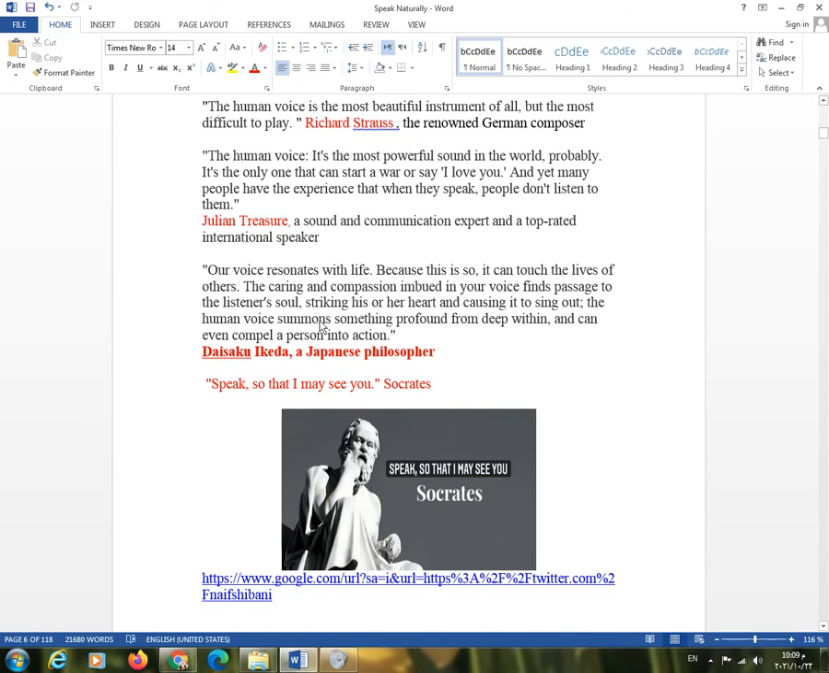Also, we have another quote by a Japanese philosopher, Ikeda, who says that our voice resonates with life, so that it can touch the lives of others. The caring, the compassion imbued in our voice finds passage to the listener's soul. We can express all these warm feelings and strike a chord in the hearts of the people who are listening to you.